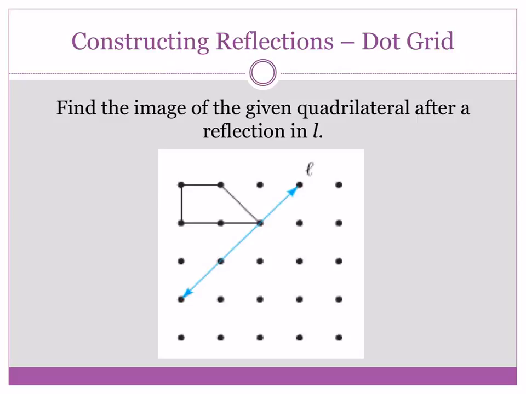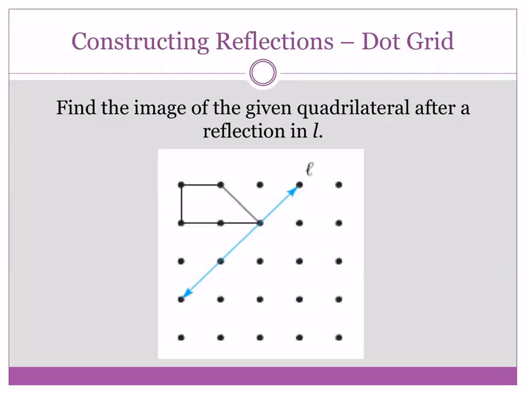Now we're going to look at what happens when we do this on dot grids. It's a little bit trickier, especially when the line of reflection is not horizontal or vertical. So if you have a line of reflection like this one where it's at an angle, first of all, let me make the comment that could you not just turn your paper to be okay with the idea that it could be vertical or horizontal? Are you guys with me on that?